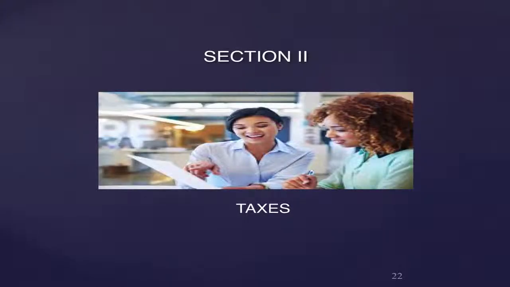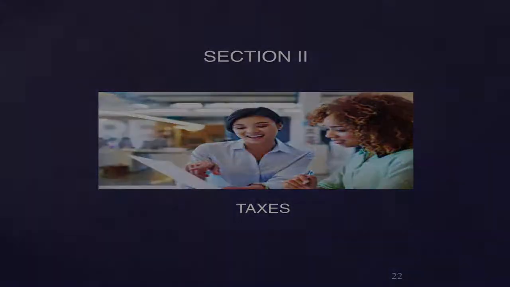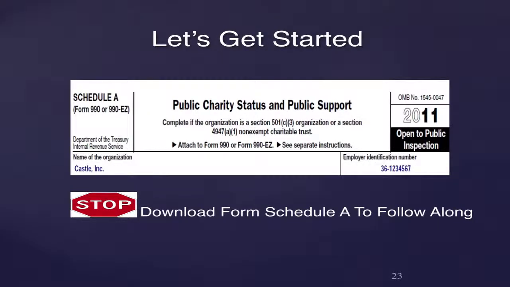Section 2 of the webinar will discuss taxes for years not filed. Schedule A, Form 990, is public charity status and public support. This is your form to file for taxes. Let's pause here and download Schedule A so you can follow along. A sample Schedule A is in your course documents for download.